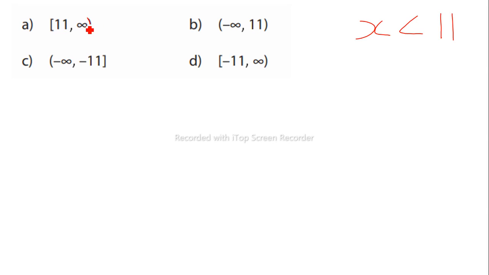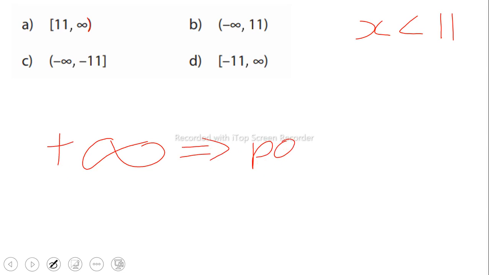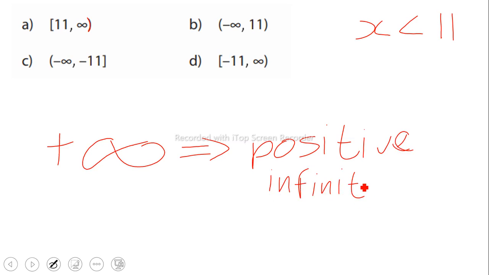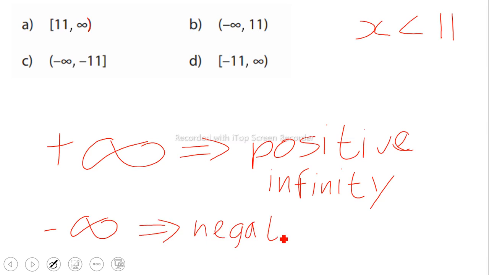And the reason why we do that is because you cannot include positive infinity. By the way, let me make that clear. This symbol is the infinity symbol, and when you see it by itself, or when you see a plus sign in front of it, we say that that is positive infinity. And when you see it with a negative sign in front of it, that means we're dealing with negative infinity.